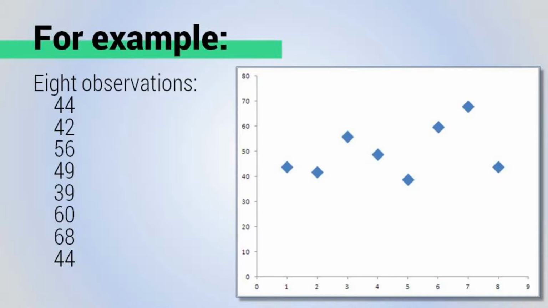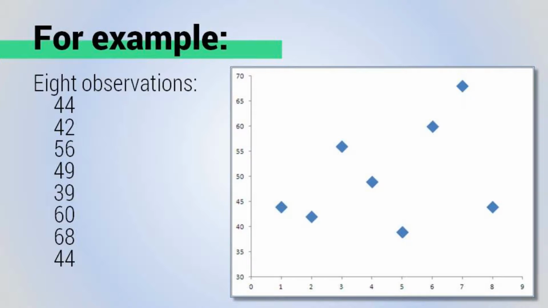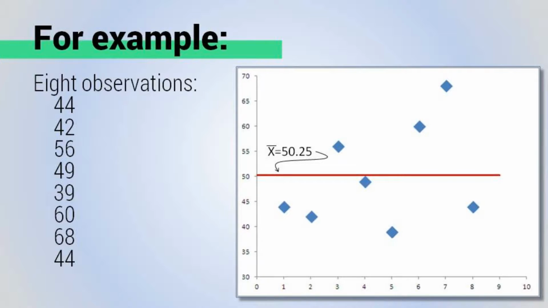Now, just to make this a little bit easier to see, I'm going to switch the y-axis a little bit so that I've expanded the domain. You can see better the differences between the lowest and the highest observation and so on. There is an average to these 8 observations, and I computed it. It happened that x bar for these 8 observations, x1 through x8, was 50.25. So I have drawn a line on my graph here. I'm going to be illustrating how the sample variance works using this graph and this line.